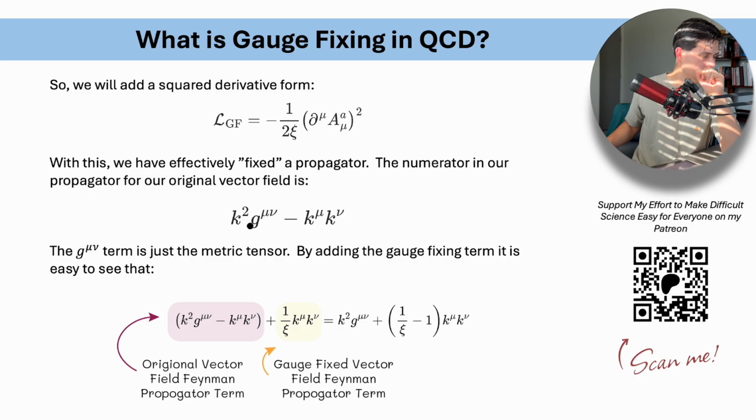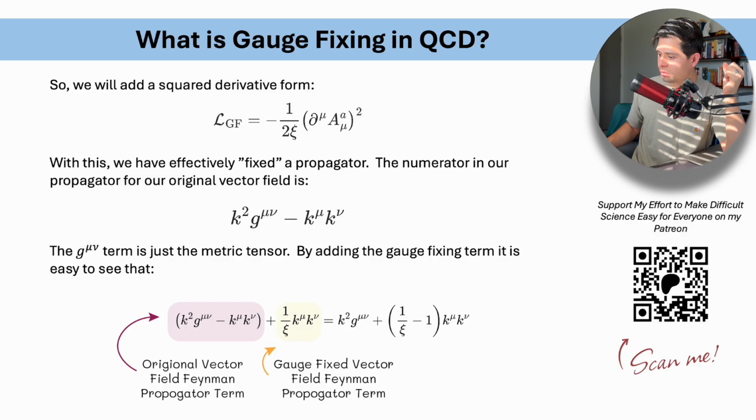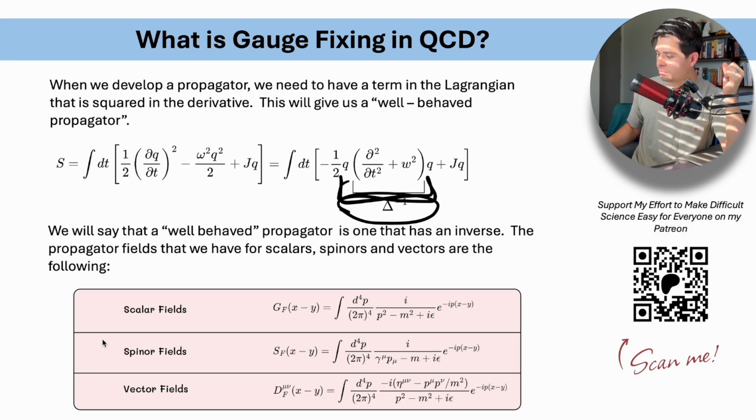So we have the metric part, and we have our two momenta part, right? The g mu nu term is just the metric tensor, and by adding the gauge fixing term, it is not too difficult to see we now just add this bit right here, right? So originally the vector Feynman propagator term, this is what that is, right? So that's this guy right here. And again, this k squared term comes from just multiplying this by m squared and this by m squared, right? We're ignoring the denominator right now.